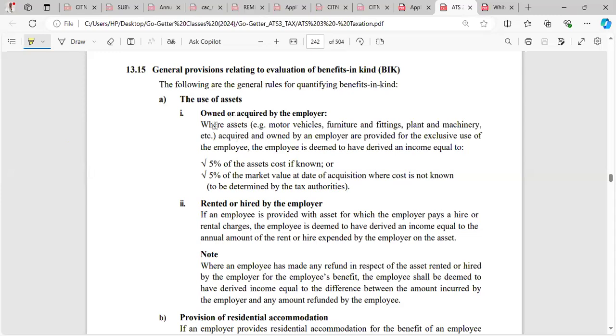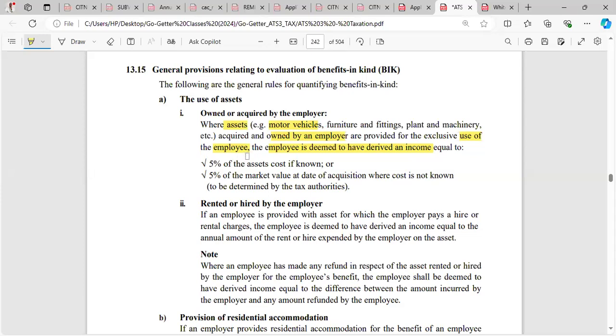Now let's look at where we talk about assets such as motor vehicles, furniture and fittings, plant and machinery. These are owned by the employer, but the employee is the one enjoying them. Because the employee is the one enjoying it, the employee is deemed to have derived an income from the enjoyment of it. You're not just enjoying the car that the office is giving you. The tax authorities take it that you have enjoyed income for the use of the car.